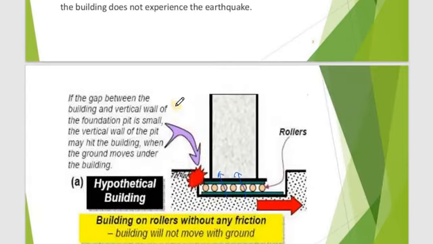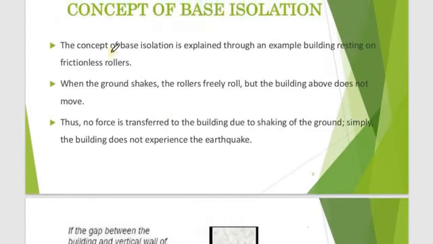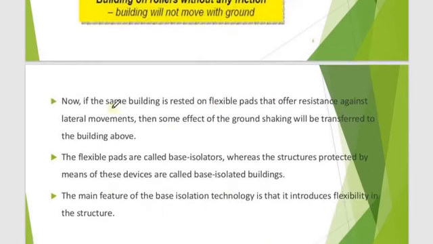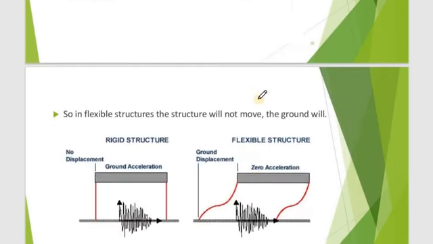So, here you can see the basic concept of isolation explained through an example building. When the ground shakes, the roller freely rolls, but the building above it does not move. Thus, no force is transferred to the building due to the shaking of the ground. So, simply the building does not experience the earthquake. That is one thing.